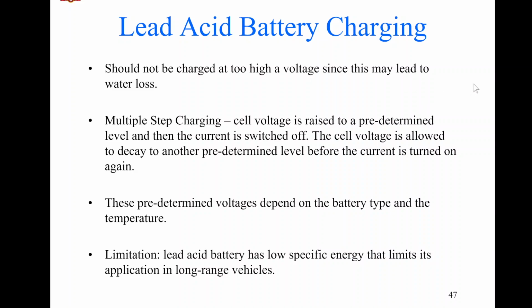The lead acid battery should not be charged at too high a voltage, since this may lead to water loss. There are multiple-step charging schemes, where cell voltage is raised to a predetermined level, and then the current is switched off. So we keep increasing the charge step by step. The limitation this battery has is that it has low specific energy, and we cannot use them for long range vehicles.